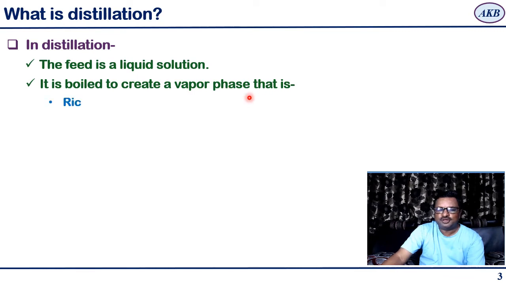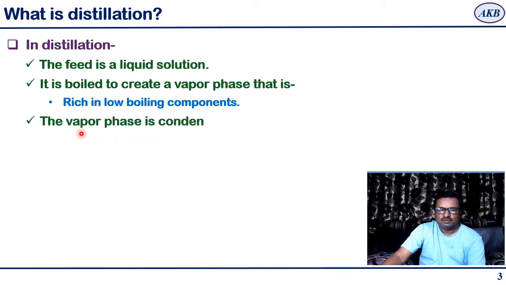And what can you say about this vapor phase? This vapor phase is rich in low boiling components. Low boiling components being more volatile, they will vaporize early and they will quickly go into the vapor state. That's why the resulting vapor phase, when you boil the liquid solution, is rich in low boiling components. Okay. Then what is done? The vapor phase that is formed by boiling the liquid solution is condensed to a liquid solution.